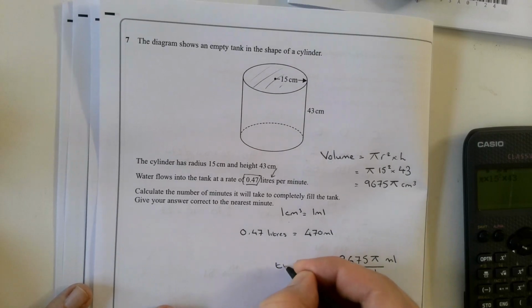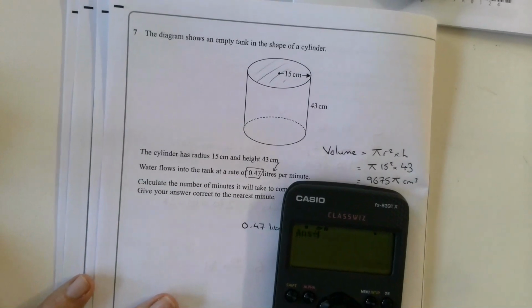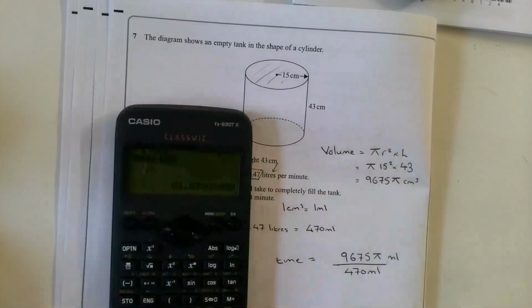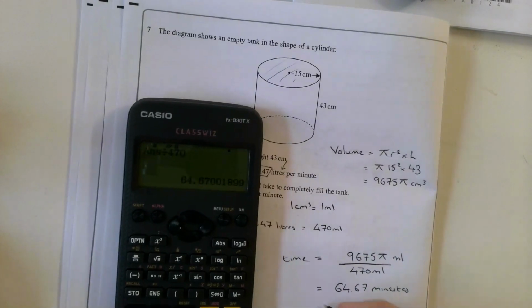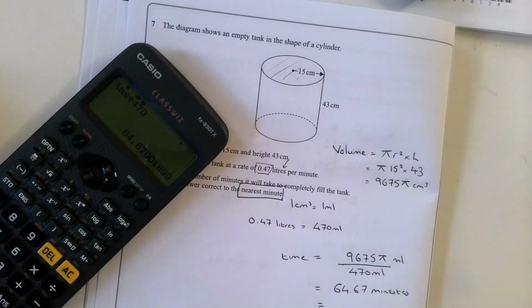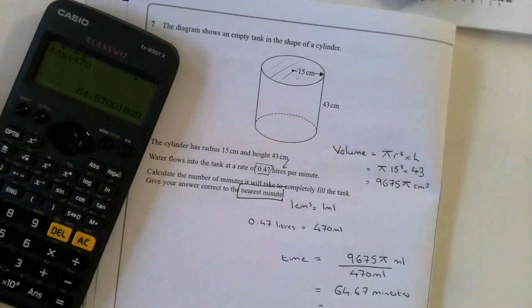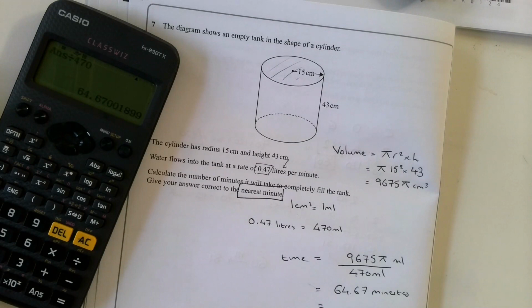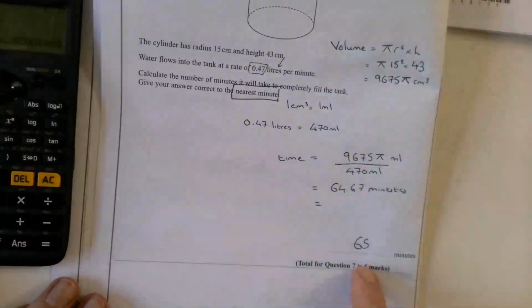So actually my time would be equal to that calculation, 9675 pi divided by 470, and that gets me an answer of 64.67 minutes. And that gives me 65 minutes correct to the nearest minute. Now there are other ways to do that question. I think in terms of me trying to explain it, that seems like the simplest way for me to do it. If you've done it in a different way, well done. But that's my way of doing it.